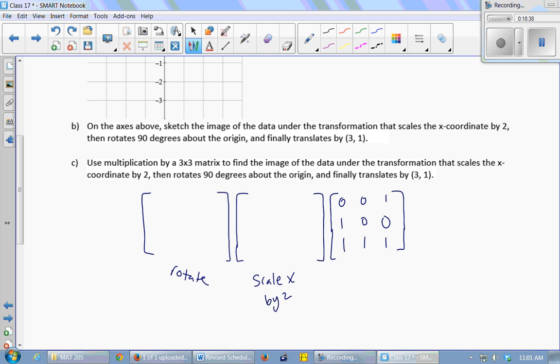Is it backwards? Yeah, why am I doing that? I'm asking you.